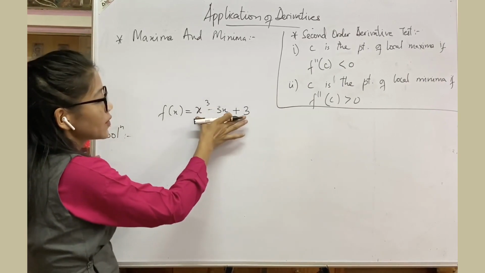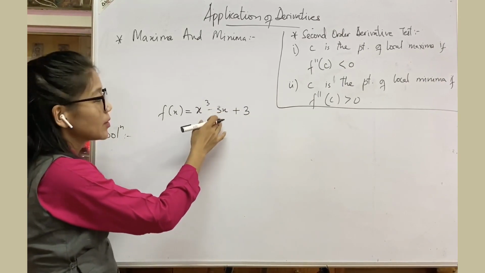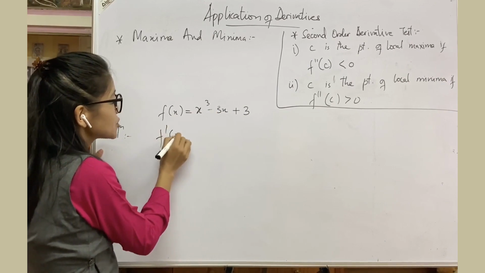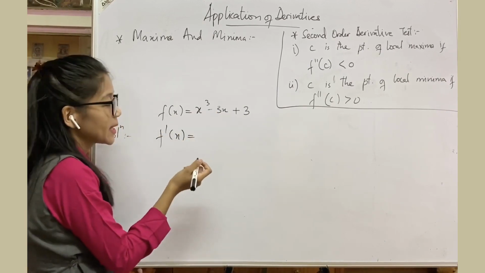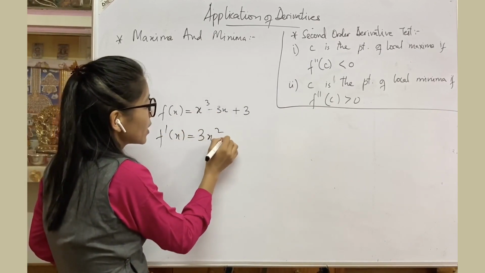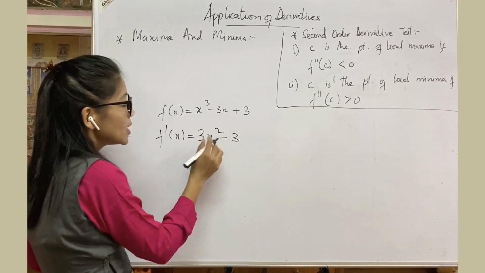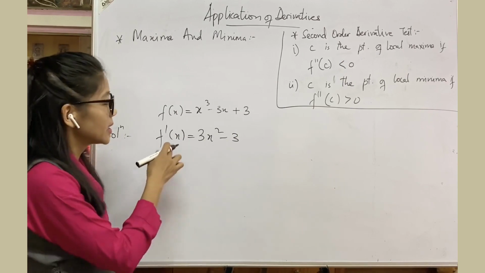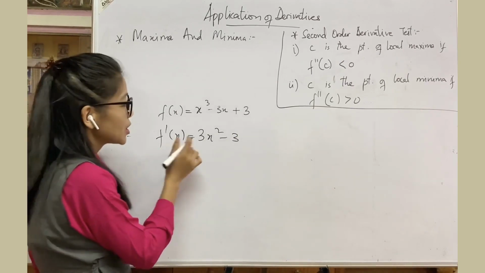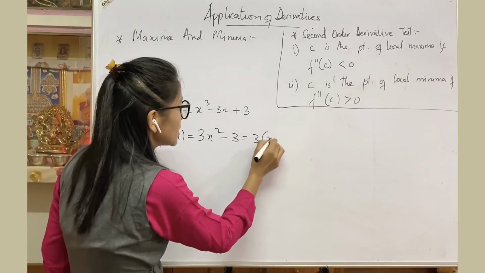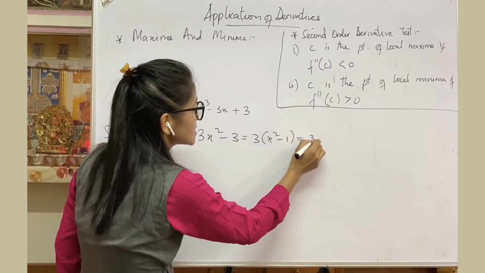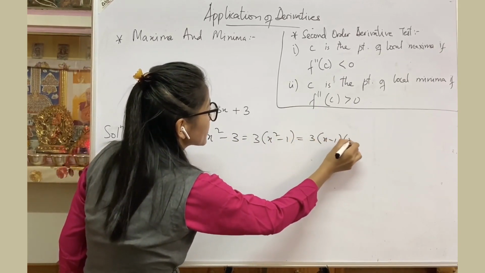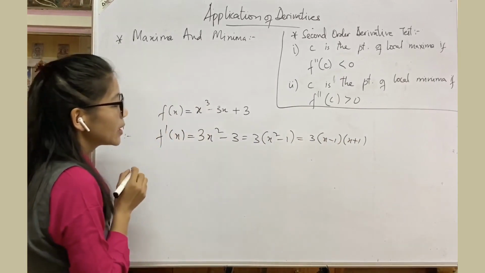So you have to find the point of local maxima and minima for this function. For that, first you will find out f dash x. It's quite the same. So that is 3x square minus 3. Always simplify before finding out the critical point. Always simplify the first order derivative. So this is equal to, you take 3 common, x square minus 1, so that is 3 into x minus 1, x plus 1. Right?